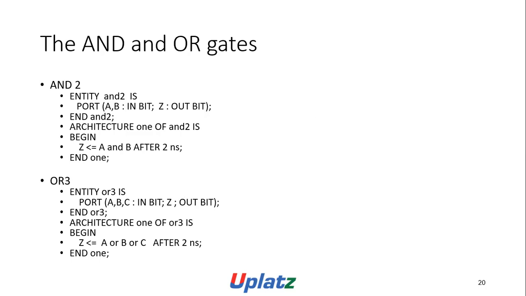The AND and OR gates. Entity AND2, port A, B in bit, Z out bit. The architecture one of AND2 is begin Z is assigned A and B after 2 nanoseconds. Entity OR3, port A, B, C in bit, Z out bit, and the architecture one of OR3 is begin Z is assigned A or B or C after 2 nanoseconds.